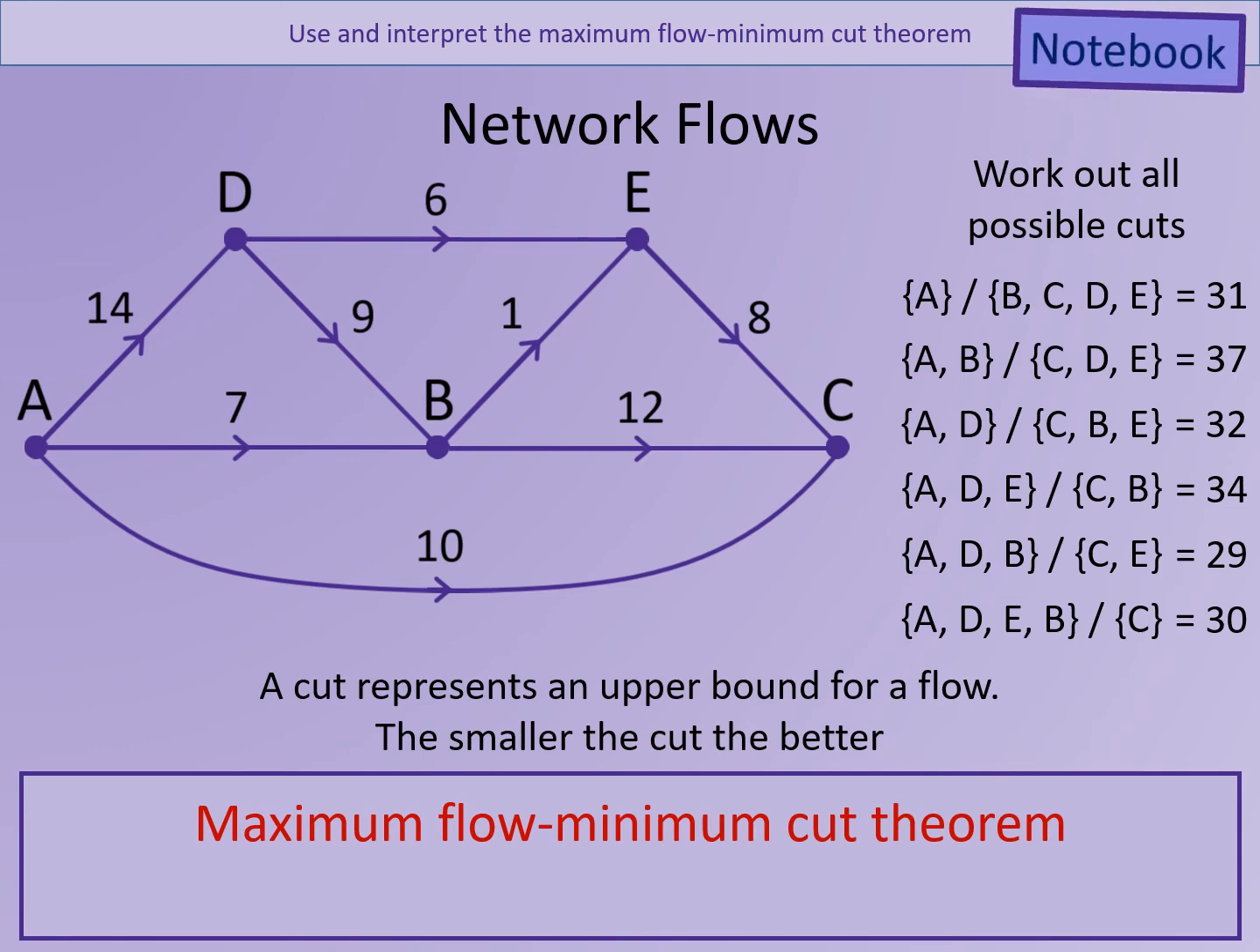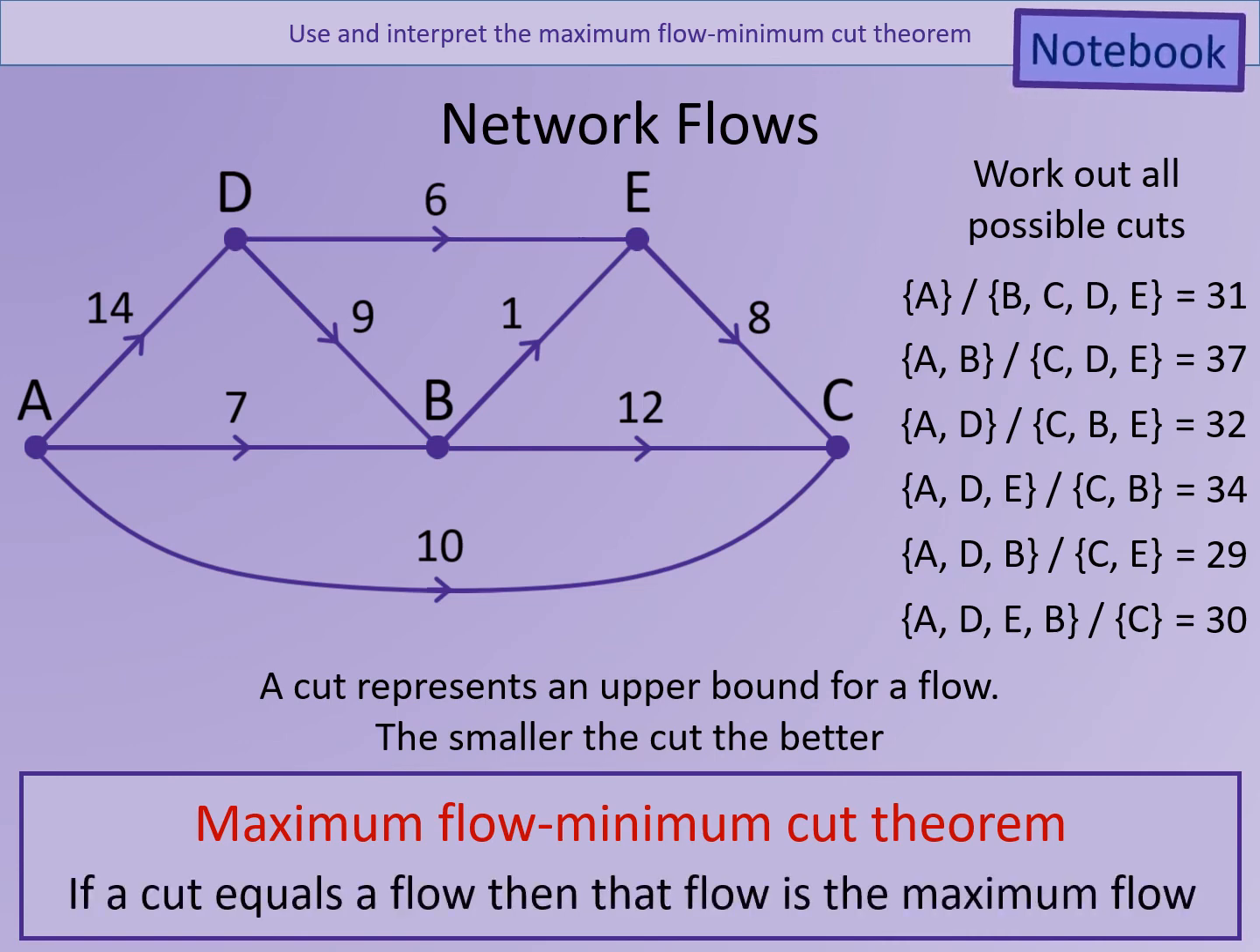And that leads us to a theorem called the maximum flow minimum cut theorem. Now this theorem states that because cuts all represent upper bounds for potential flows, in other words, flows definitely cannot be any higher than that number. If you can find a flow that matches that number, then you have found the maximum flow. Now, the way that this works is that the minimum of all the cuts gives us the maximum of all the potential flows through that network.